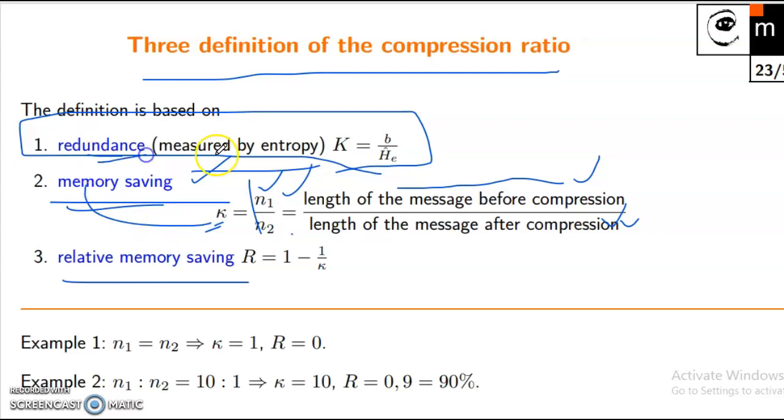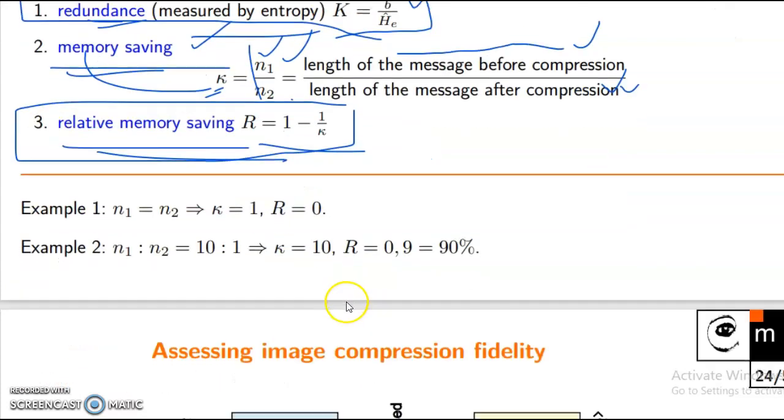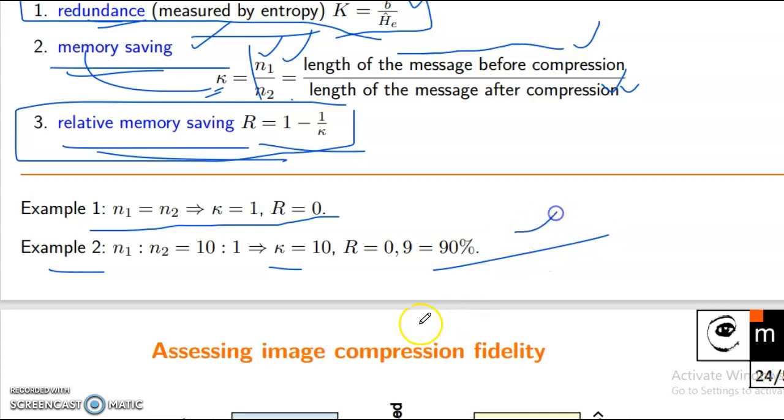Relative memory saving, R equal to 1 minus 1 divided by K. Example 1: N1 equal to N2, K equal to 1, R equal to 0. Example 2: N1 to N2 equal to 10 to 1 implies K equal to 10, R equal to 0.9, equal to 90%.